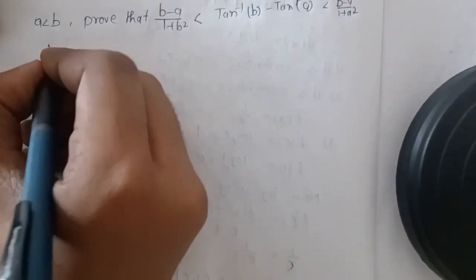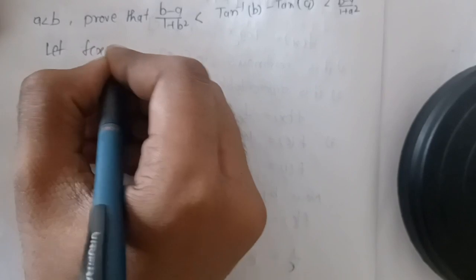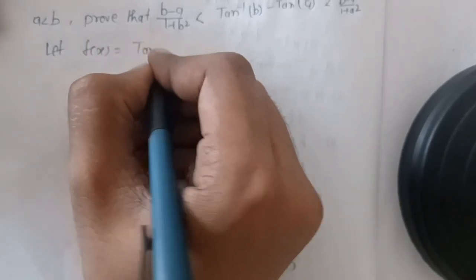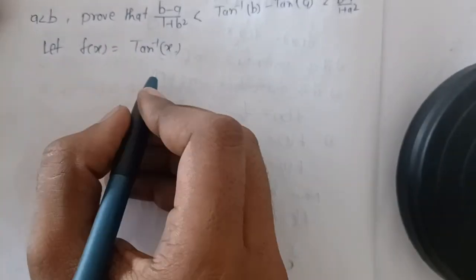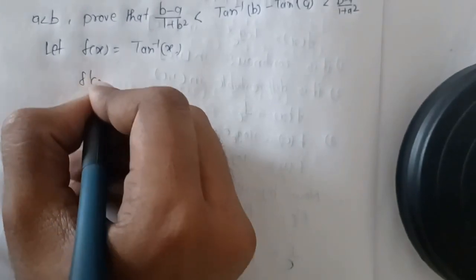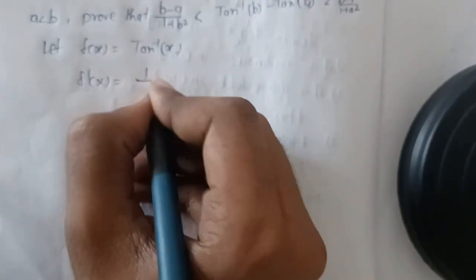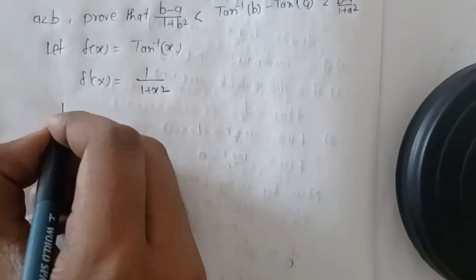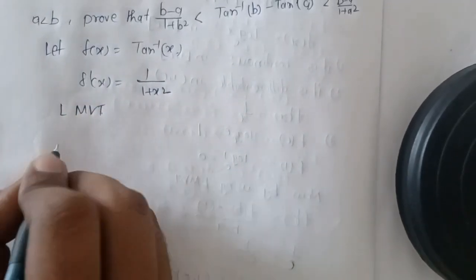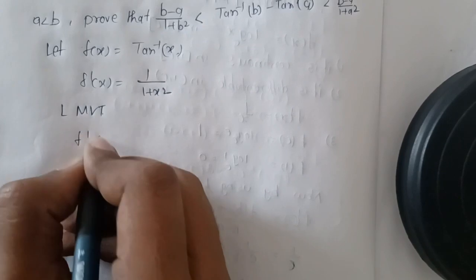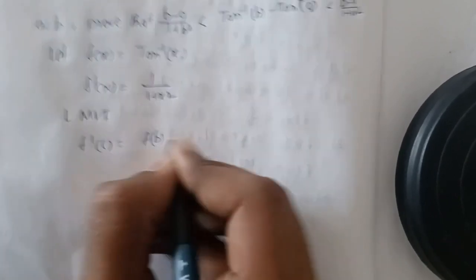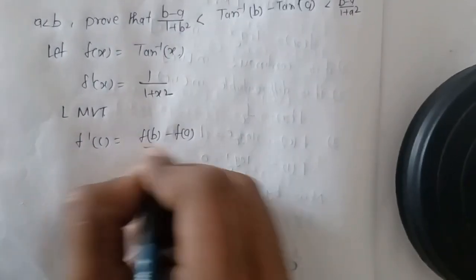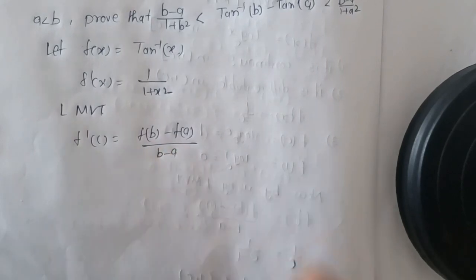First we have to consider f of x. What is f of x? We consider f of x equal to tan inverse x. It also satisfies the LMVT. Then what is f dash x of tan inverse x? That is 1 by 1 plus x square. And next, by using LMVT, f dash c is equal to f of b minus f of a by b minus a.